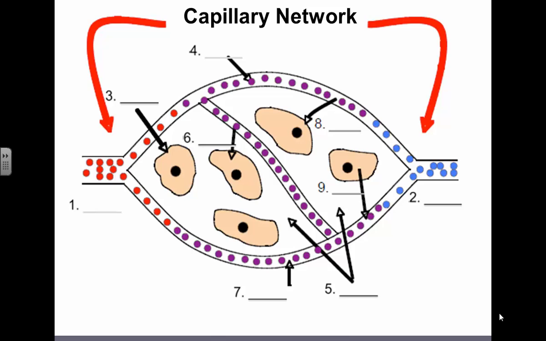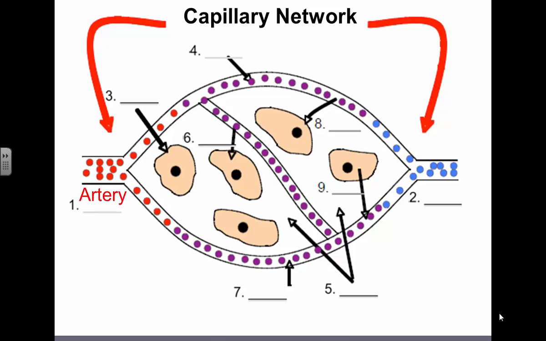And in this diagram, blood would be flowing from left to right. So what type of blood vessel would this be? Raise your hand if you can say, what is number one? Marley? Yeah, it's an artery because the blood's going away from the heart, headed to these body cells. So that's an artery.